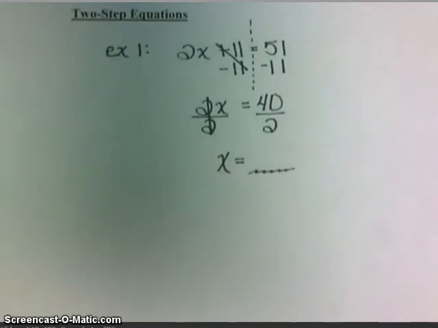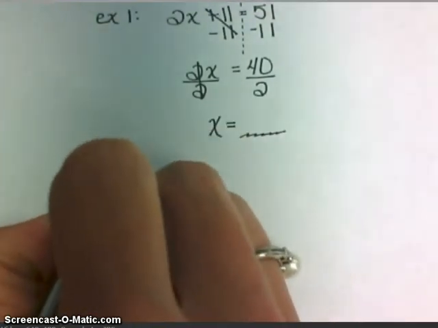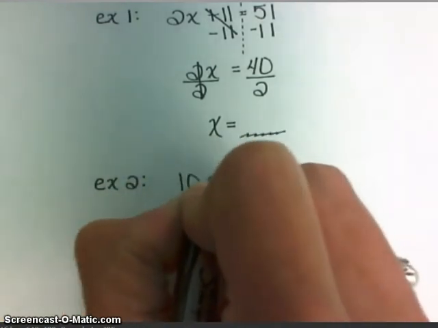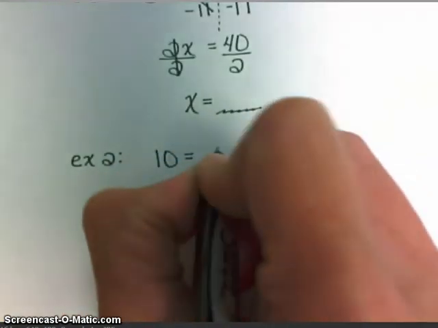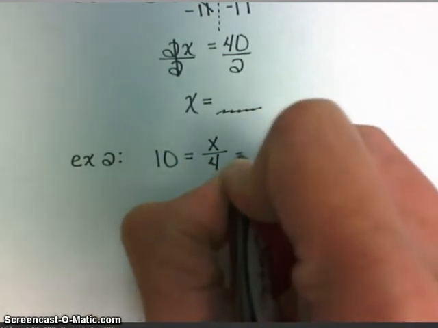Alright, so that was a pretty simple one. I want to look at example 2. Let's look at one more. 10 equals x over 4 then minus 8.